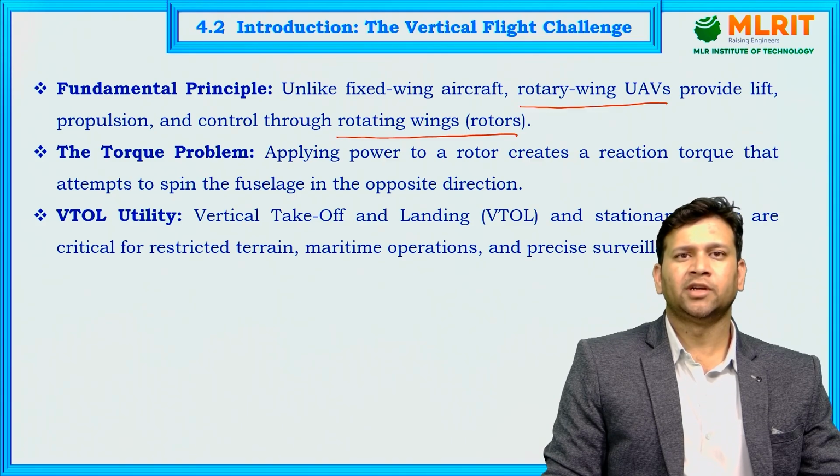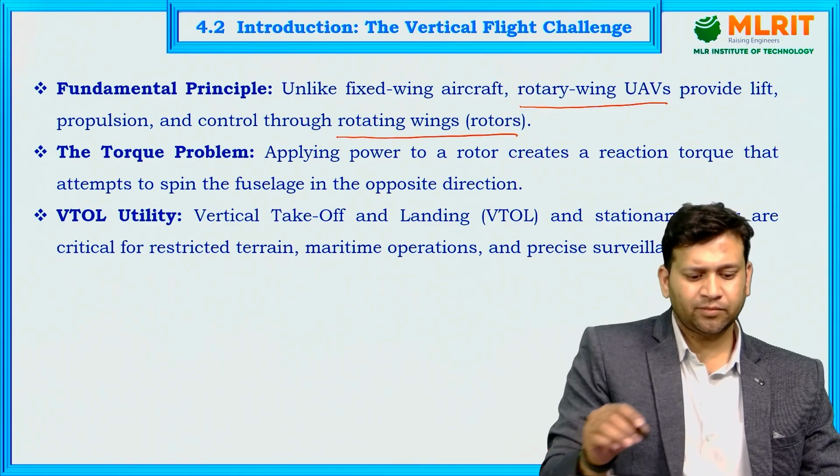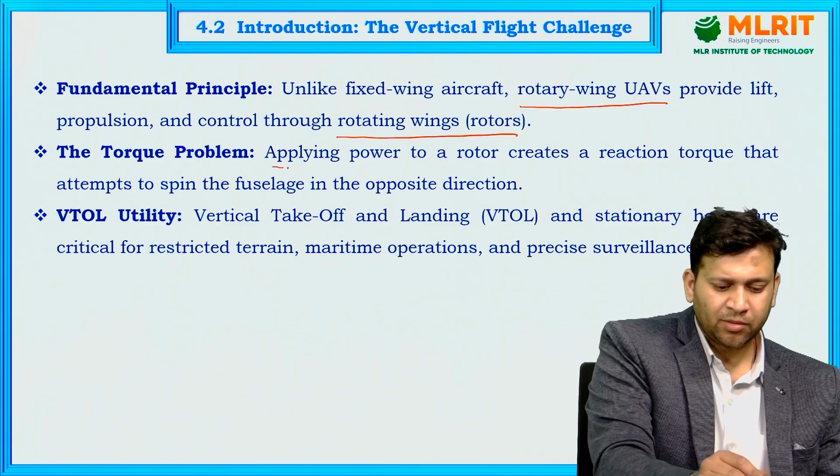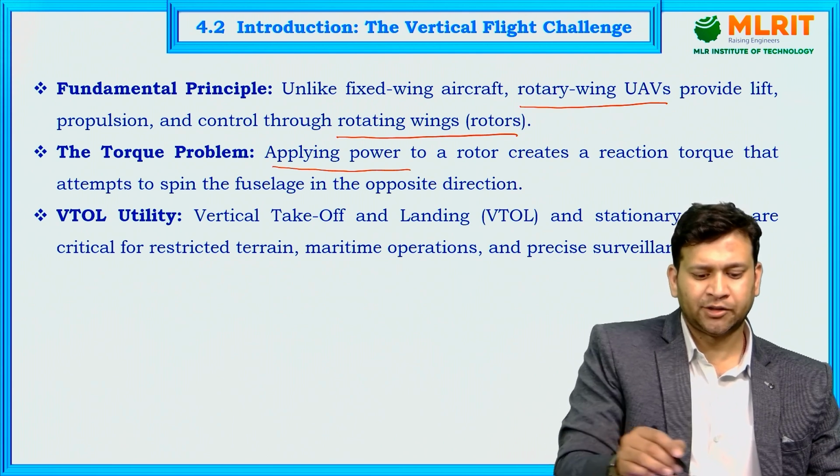So, that's a major concern when it comes to a rotary wing aircraft. Most of the drones or helicopters which we see come with a solution for this torque problem. We'll see that solution in the coming slides. The major problem is that applying power to a rotor creates a reaction torque which attempts to spin the fuselage in the opposite direction.